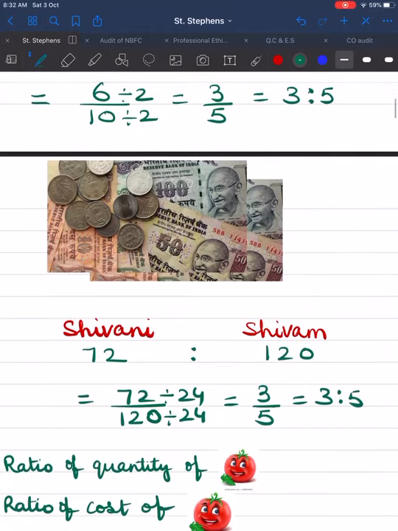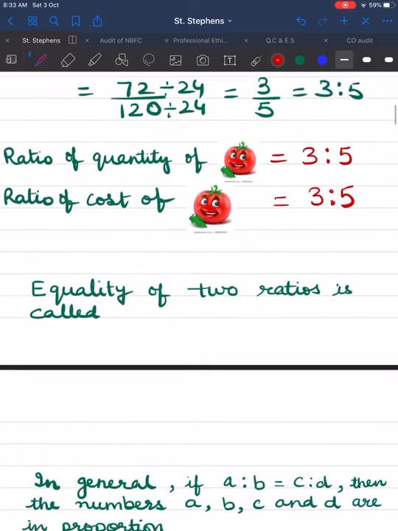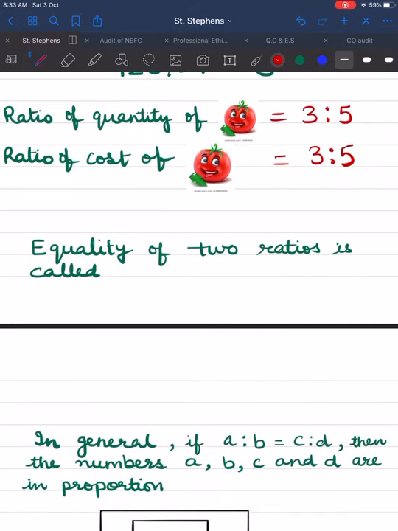Now we observe that the ratio of quantity of tomatoes is equal to 3:5 and the ratio of cost of tomatoes is also 3:5. As both the ratios are equal, both Shivani and Shivam bought the tomatoes at the same rate. So we can say they are in proportion. So equality of two ratios is called proportion.